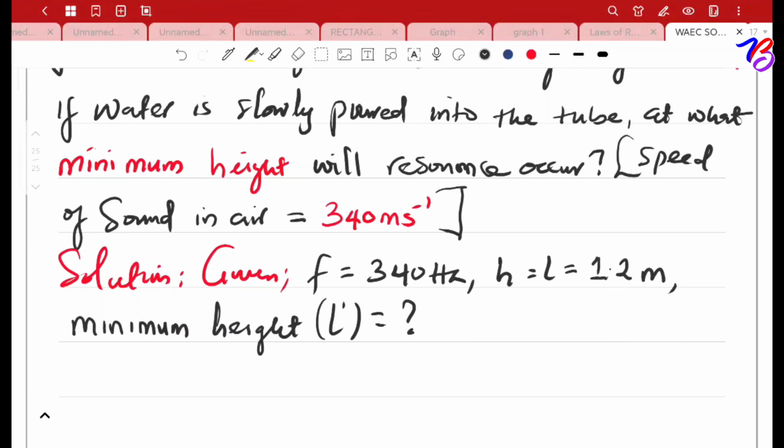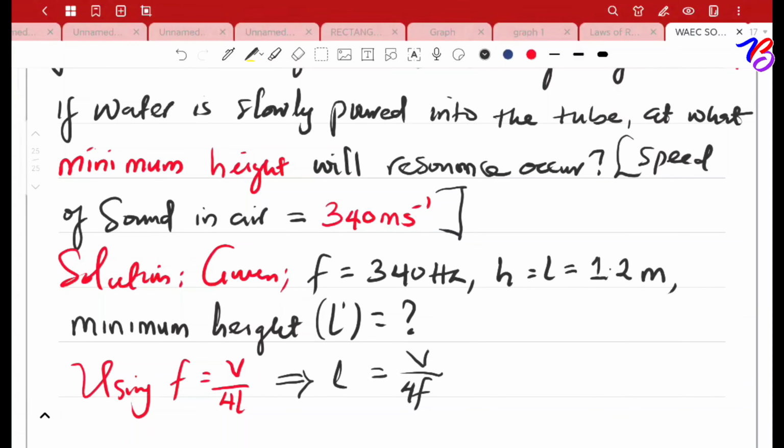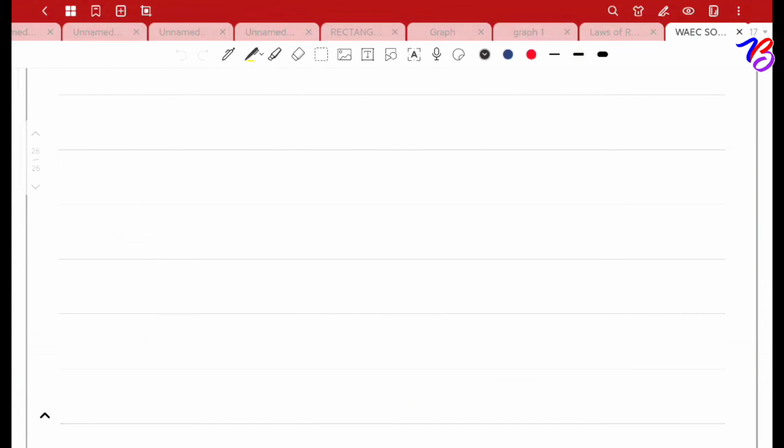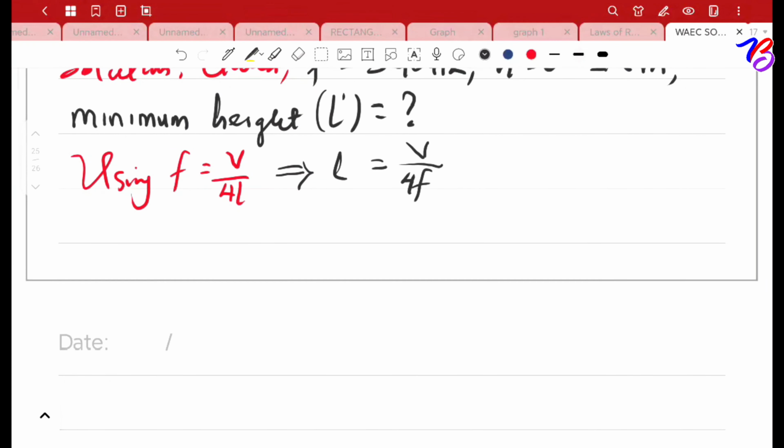With this, we can proceed further because our speed is given to us. So our speed is 340 meters per second. Using F is equal to V over 4L, we're going to be using this formula to continue to calculate until we obtain our value. If we make L the subject of the formula, our L will equal V divided by 4F. So we're going to be using this to calculate our length or height. Is that clear?